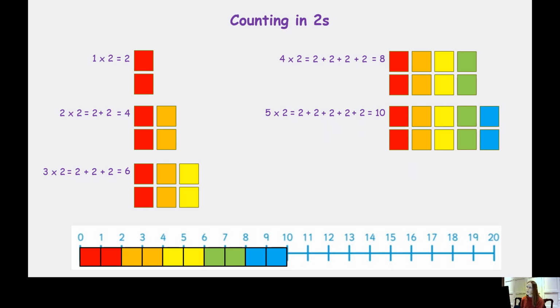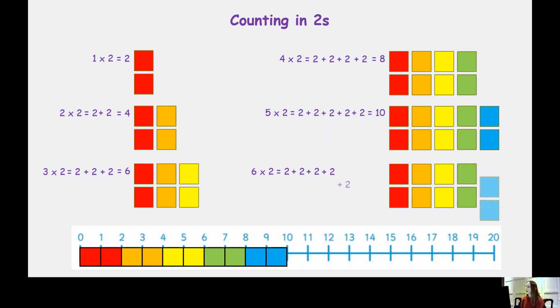And one more for the moment, we're going to think about 6 lots of 2, or 6 times 2, the sixth number in my 2x table. So 6 times 2, that means 6 lots of 2 added together. You can see that's 3, 4, 5, 6 lots of 2 being added together, and that gets us to 12. If I add my last lot of 2 on there, you can see again on my number line, I've got to the number of 12.